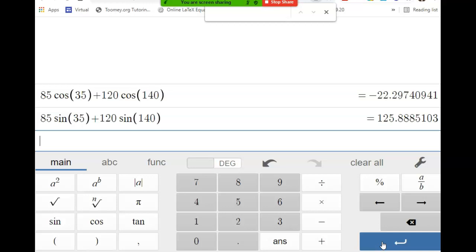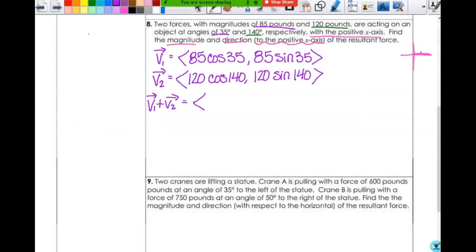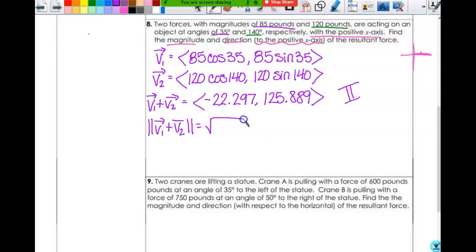Okay. So I'm going to write those down. That gives me negative 22.297 and then 125.889. Now, since I didn't have to draw my vectors, I don't have anything to match that up with, but I do need to pay attention to the fact that this is negative, positive, so in the end, the angle that I want is a second quadrant angle. Okay? So we're going to find the magnitude of vector 1 plus vector 2. Remember, that's the square root of a squared plus b squared.